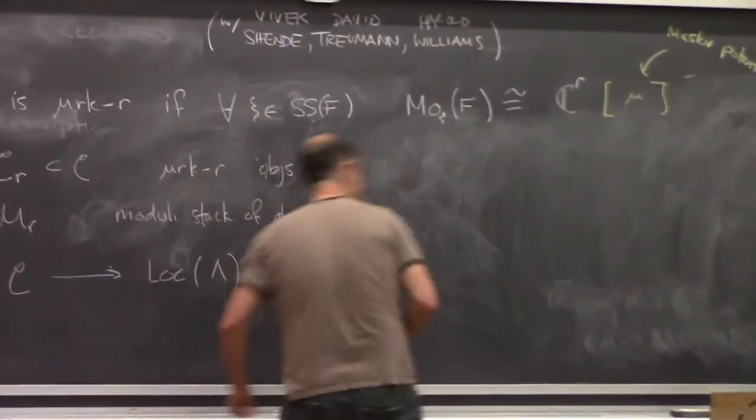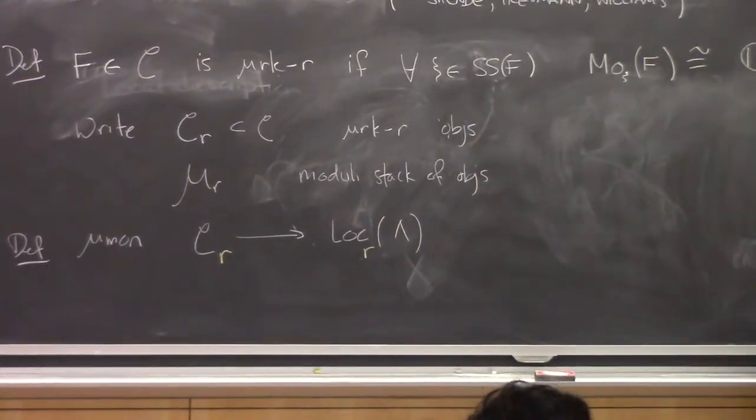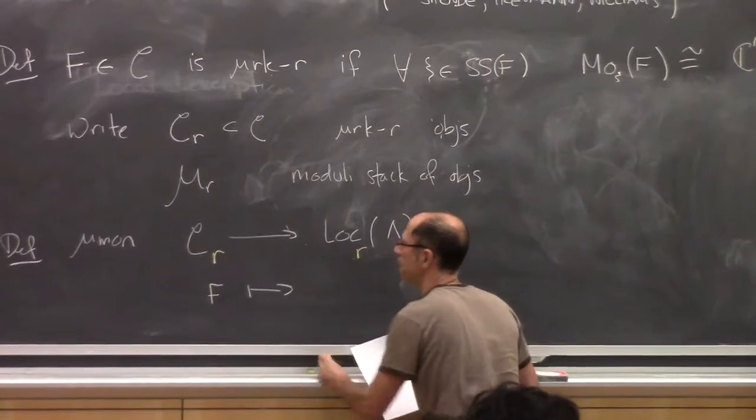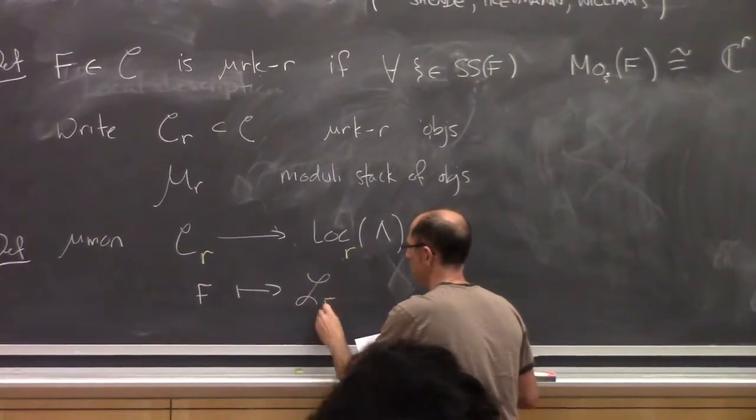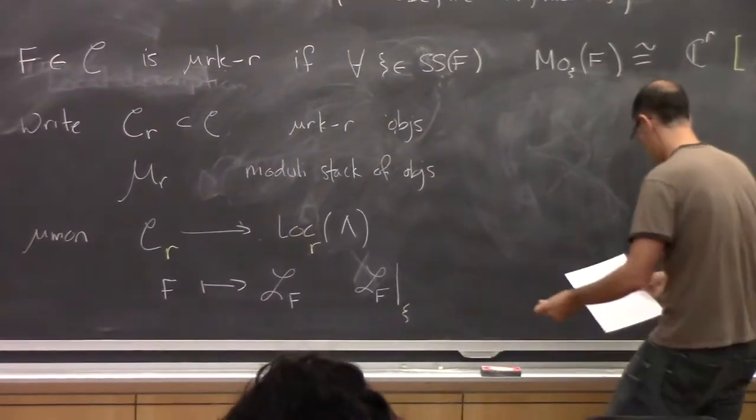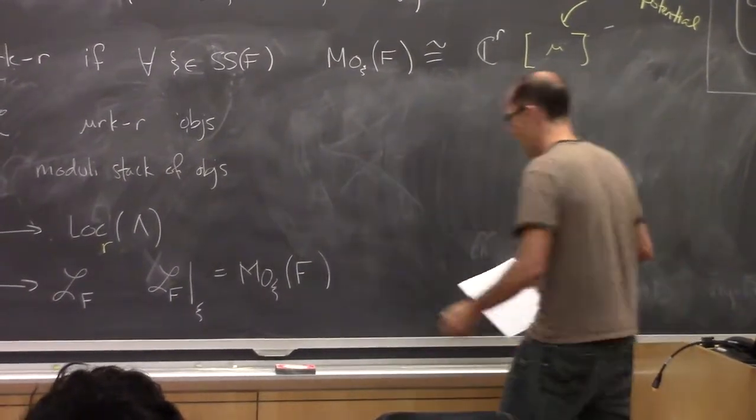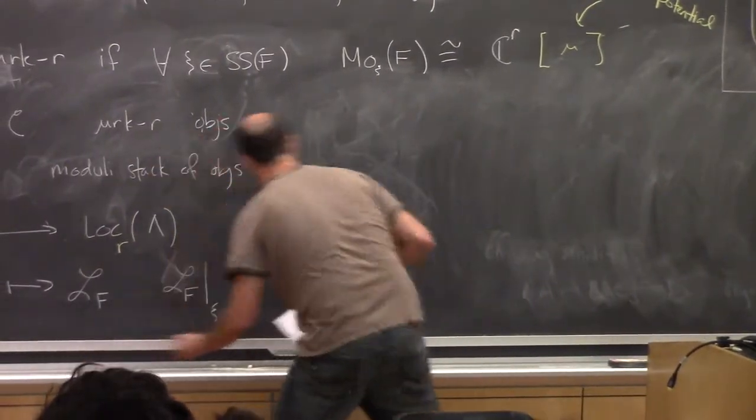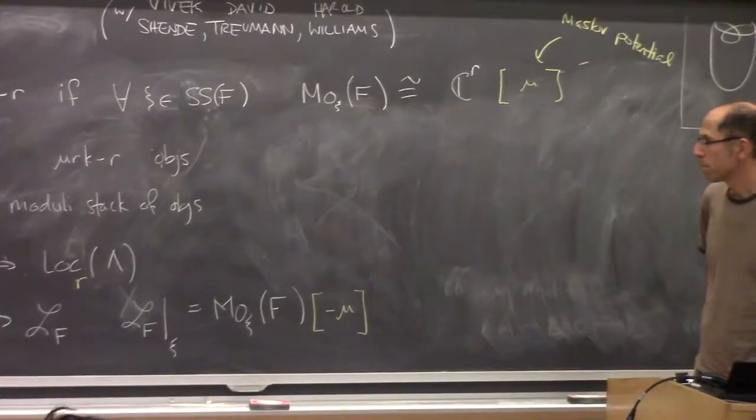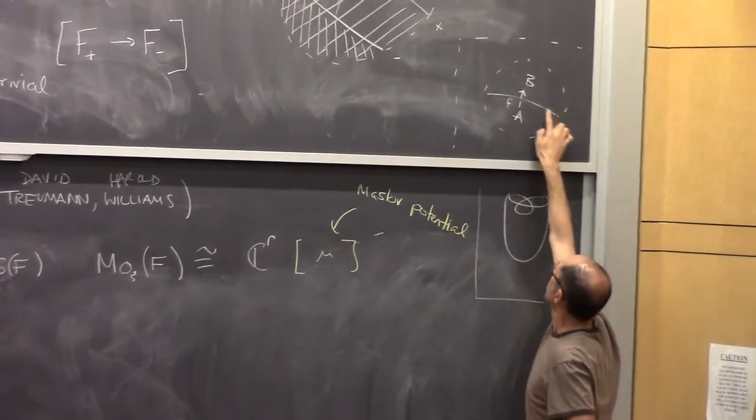So let me tell you what that looks like. I can do this if I want the local system to be rank R. I can perform this operation on the micro-local rank R object. So if I have an object F, a sheaf, I send it to some local system which depends on F, and at a point in the Legendrian, I just get the micro-local Morse group of that sheaf. You just have to put it in the right degree. That'll be a rank R local system. So take the kernel of this map, for example, and then that's something which you can define on here.